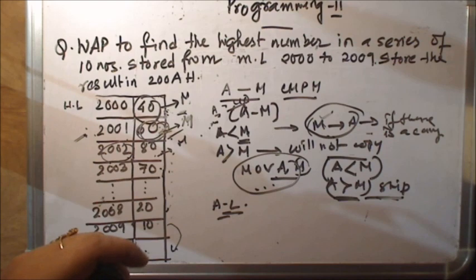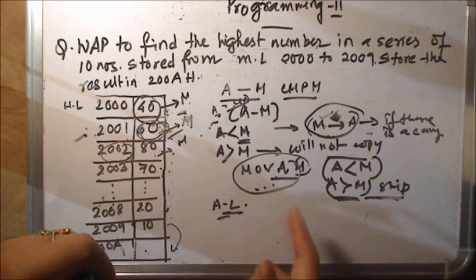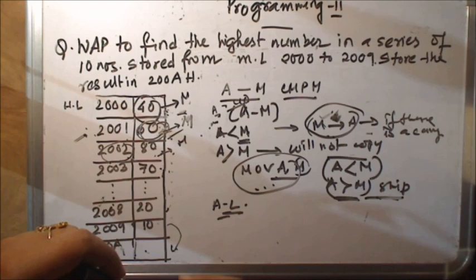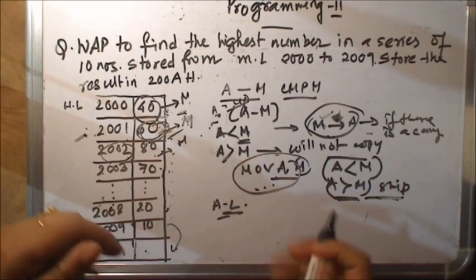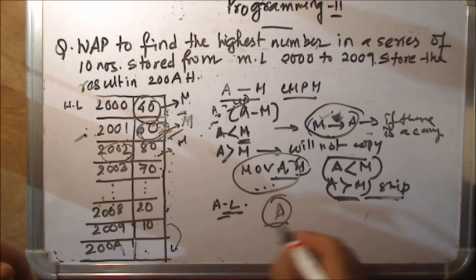You know all these things, right? So you jump back to the location where you do your comparison. This loop will continue 10 times, right? When your 10 iterations are over, who has the highest number? A will be holding the highest number, right?